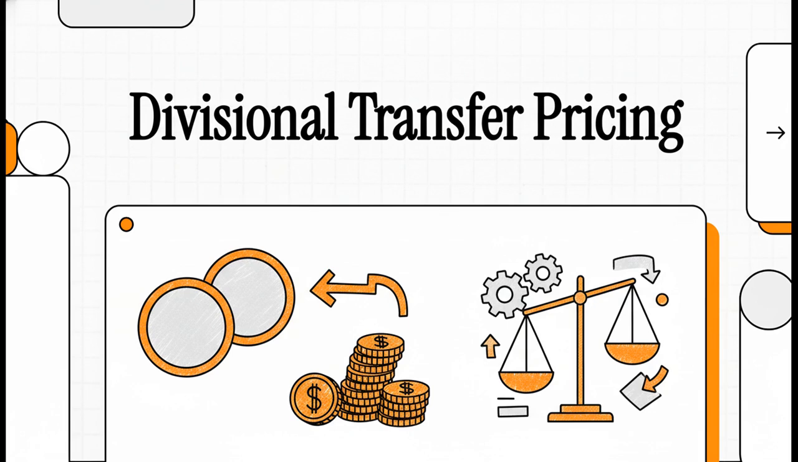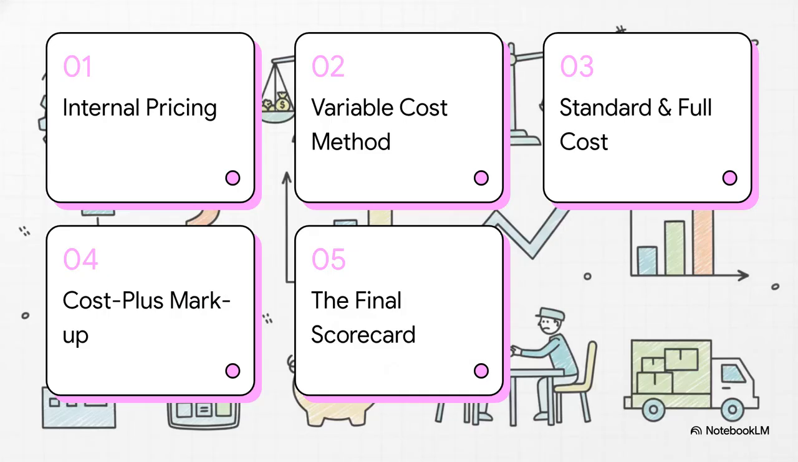Let's dive right in. All right, here's our game plan. First, we'll unpack the core problem. What's the big dilemma with internal pricing anyway? Then, we'll walk through the essential methods you'll see on the exam. Variable cost, standard and full cost, and of course, cost plus markup. And we'll wrap it all up with a final scorecard to really hammer these concepts home.